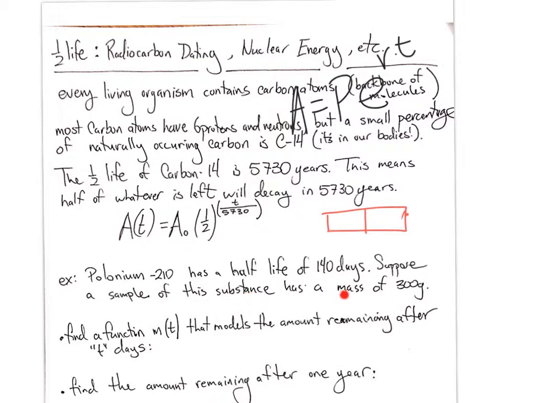Suppose a sample of this substance has a mass of 300 grams initially. So your enemy gives you this present. Here's 300 grams of radioactive polonium, and we're going to find a function m of t, m for mass as a function of time, that models the amount remaining after t days.